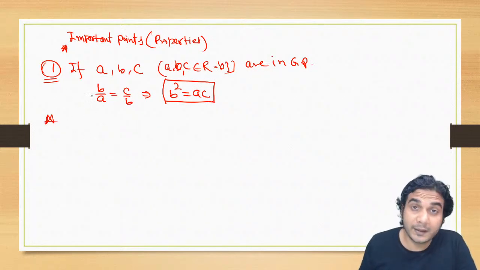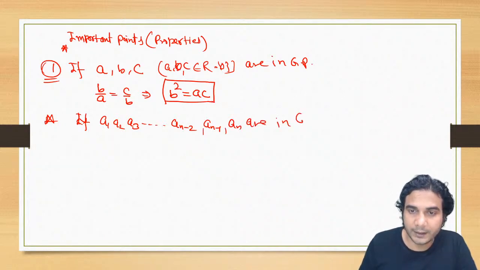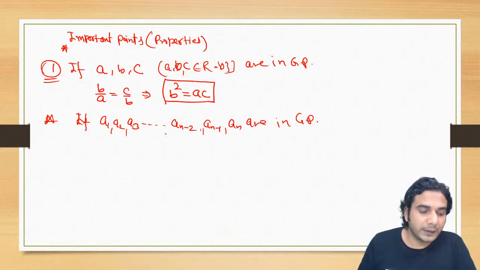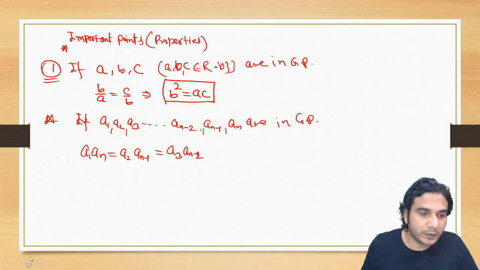Now the next point is again very important. If A1, A2, A3 and so on, An minus 2, An minus 1, An are in GP, so if your n numbers A1, A2 form a sequence, or you can say a geometrical progression, then you can say that first into last is equal to second into second last, is equal to third into third last, which is An minus 2. So can you see this? What am I writing?